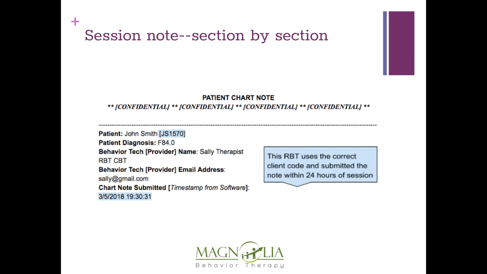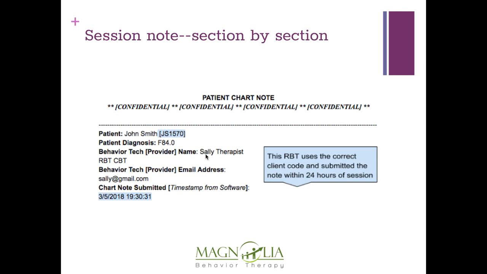The first part of your session note is the basics: the patient name, your name and credentials, and the time that you submitted the session note. As you can see, one part of the session note is the MR code. This is your patient's first and last initials and 4 random numbers. It is important that you use the correct MR code when writing a session note for a patient so that patients with the same initials do not get mixed up.